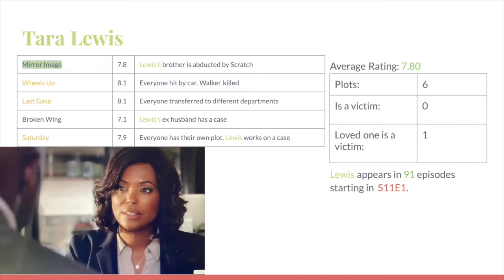Continuing, next, Tara Lewis had an average rating of 7.8 as well, but she had 6 episodes about her. Her loved one is a victim once, and she appears in 91 episodes overall, starting in season 11. The episode where her loved one is a victim is Mirror Image, when her brother is abducted by Mr. Scratch. And in Saturday, when everyone has their own plot, Lewis works on a case with Garcia.